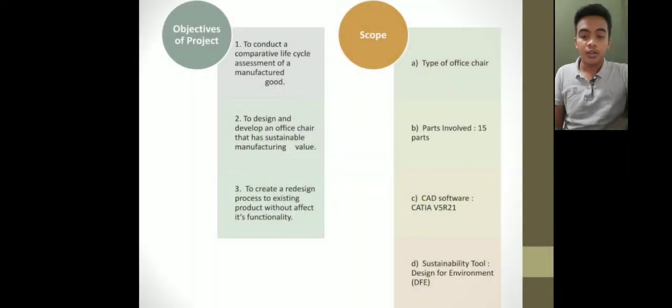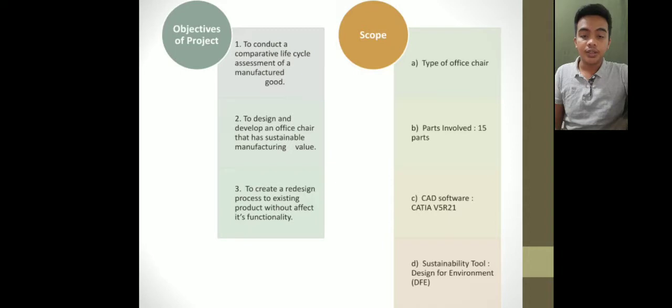Here are the objectives of our project. Number 1, to conduct a comparative life cycle assessment of manufactured goods. Number 2, to design and develop an office chair that has sustainable manufacturing value. Number 3, to create a redesign process for the existing product without affecting its functionality.